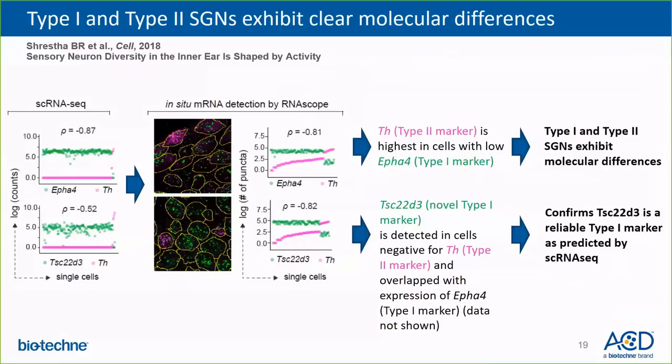TSC22D3 was expressed in cells that were negative for the type 2 marker TH, and that it did overlap with expression of the type 1 marker, EPHA4. So this confirms that this newly identified marker, TSC22D3, is a reliable marker of type 1 SGN. Furthermore, these authors quantified their RNAscope results and show that those RNAscope results correlate nicely with the single-cell RNA sequencing results, confirming the inverse relationship between type 1 and type 2 markers.